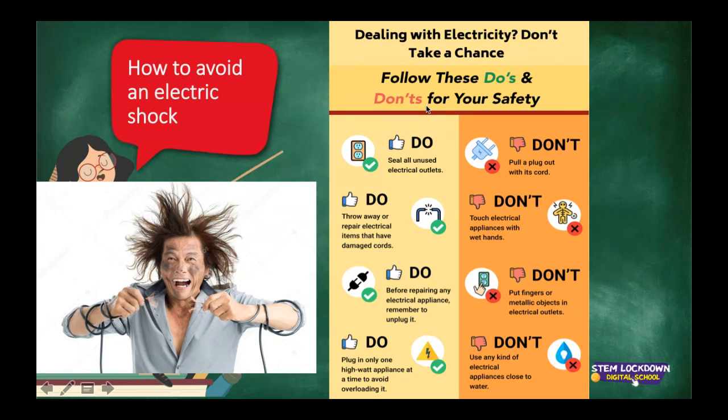That's another reason why trees are considered to be conductors, even though they're made of wood, because trees also contain water. Now, water and electricity obviously do not get along. All right. Do not put your fingers or metallic objects in electrical outlets. Not good at all. And obviously don't use any kind of electrical appliances close to the water.